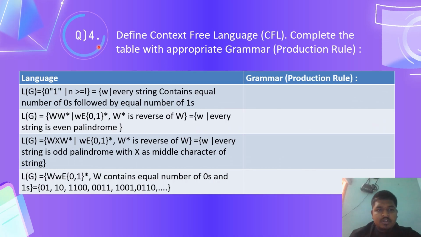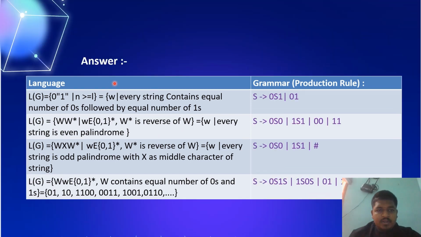Now see the question number 4. Define context-free language. Complete the table with the appropriate grammar rule. Here are the four languages, and fill up the grammar production rule. Here are the answers for the languages.